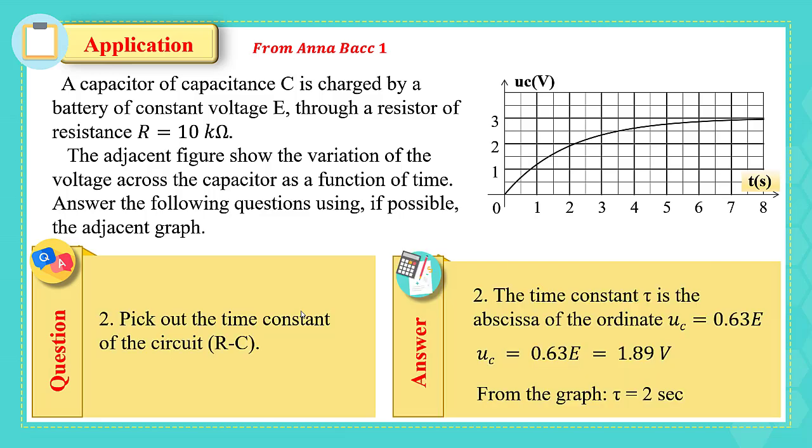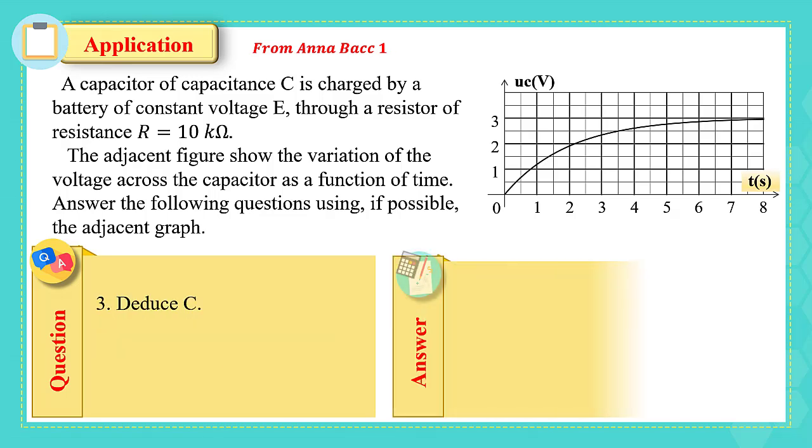1.89, which is approximately equal to 2, or 1.9, then tau is equal to 2 seconds. This is the point that we are talking about. This is the abscissa, which is tau, equal to 2 seconds, and this is the ordinate, which is approximately equal to 1.9.